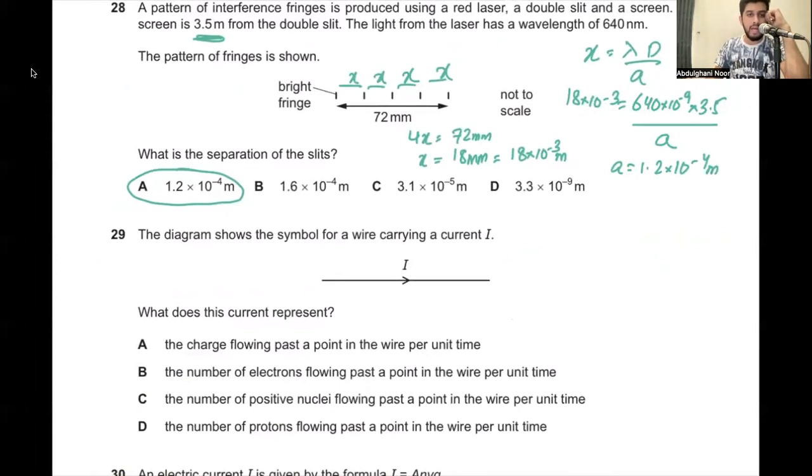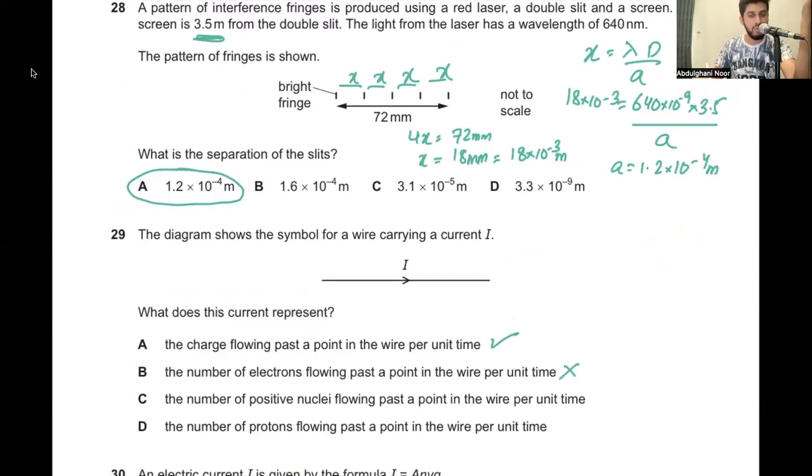Question 29, the diagram shows the symbol for a wire carrying a current I. What does this current represent? What does the current I represent? The charge flowing past a point in the wire per unit time. This looks right. The number of electrons flowing past a point in the wire. No, this is conventional current. Conventional current is not number of electrons.